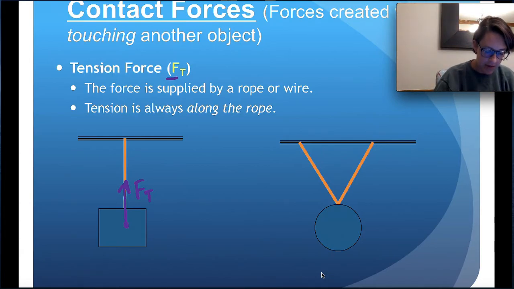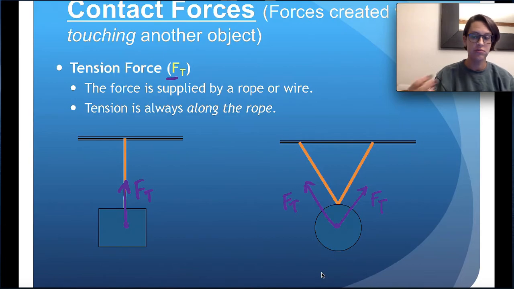Okay, if you've got more than one rope, then you've got tension forces along both, and so you just would draw them both in, and again, they're along whatever's causing the tension, the rope, string, leash, whatever it is, and they are pointed in the direction of the pull.